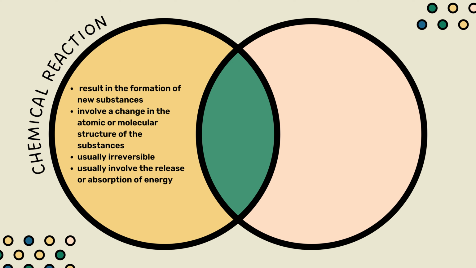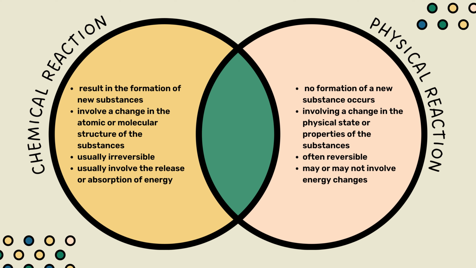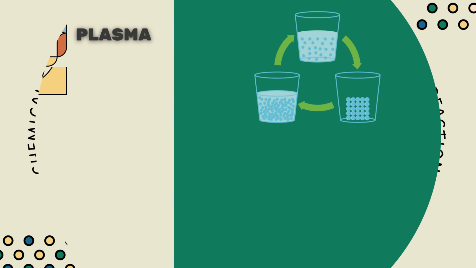It involves a change in the atomic or molecular structure of the substances. Usually irreversible. This change usually involves the release or absorption of energy. Physical change is the opposite of chemical change. No formation of a new substance occurs. It involves a change in the physical state or properties of the substances. Often reversible. Physical change may or may not involve energy changes.